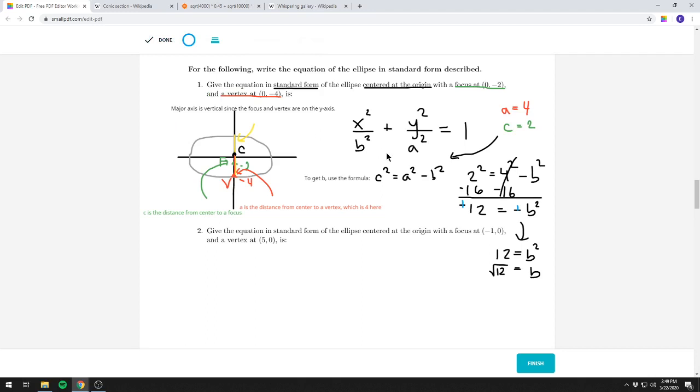Right, but if we go ahead and plug in our a and our b, we got, let's see where to plug this in. Alright, we got a is 4, so a squared is going to be 16. b squared is 12. We get x squared over 12 plus y squared over 16 equals 1. And that is the equation of our ellipse.